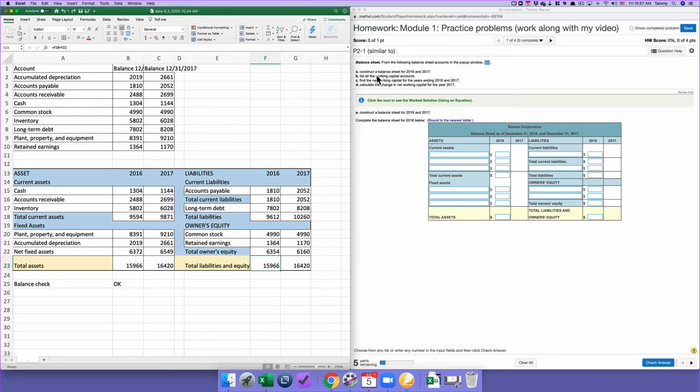that it balances. The next thing is to list the working capital accounts, which of course are your current assets and your current liabilities. Find the net working capital for the years ending 2016 and 2017. So let's calculate that. Net working capital. Okay, so net working capital is going to be current assets minus current liabilities, right? And this should just transfer over. Let me just pull it over and make sure that it does. So if I double click, I see that we have current assets minus current liabilities, so that is right.